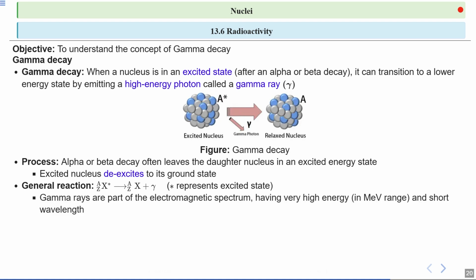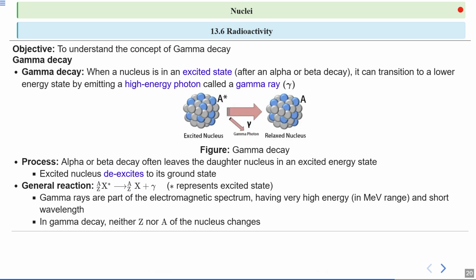Gamma rays are part of the electromagnetic spectrum just like visible light, but they have much higher energy, typically in the range of millions of electron volts or mega electron volts. Their wavelengths are extremely short, much shorter than X-rays. This high energy is what makes gamma rays so penetrating and potentially dangerous.